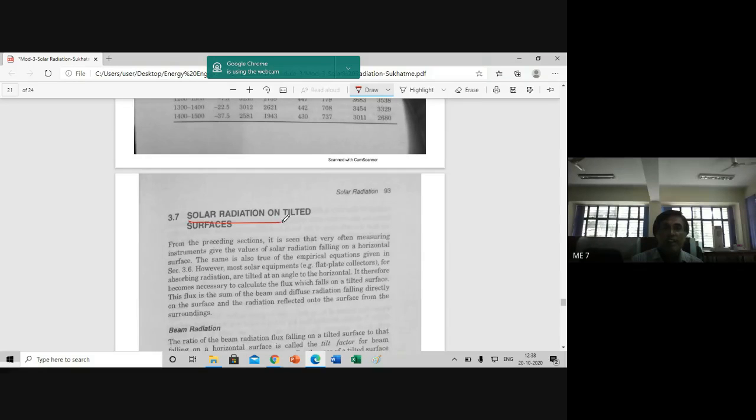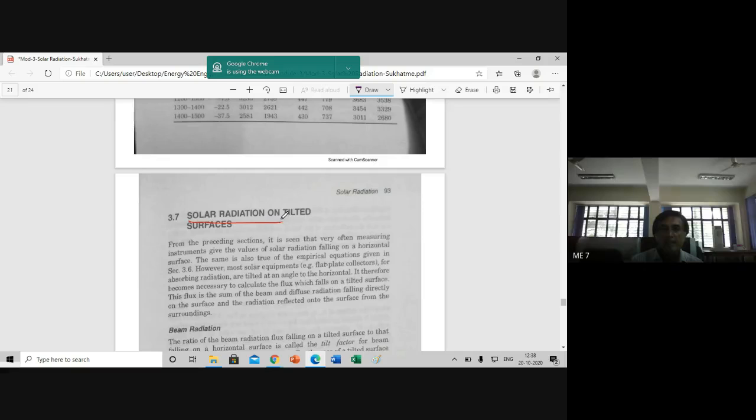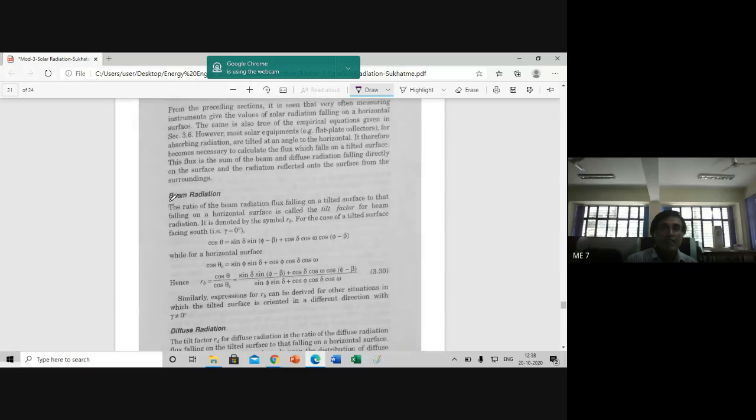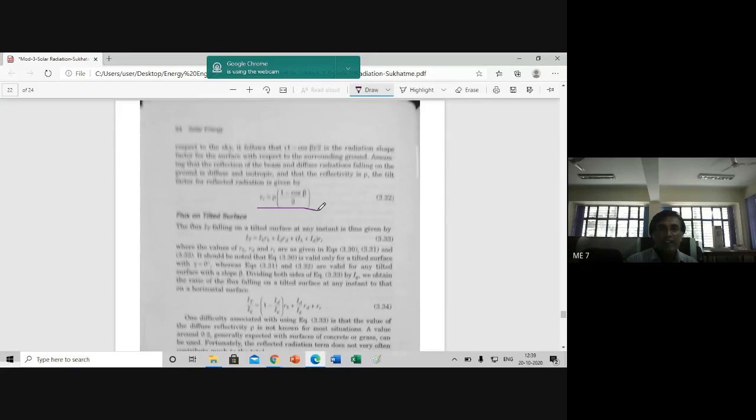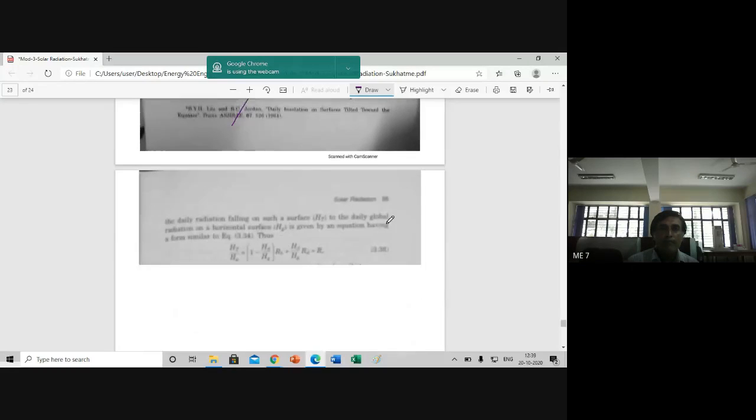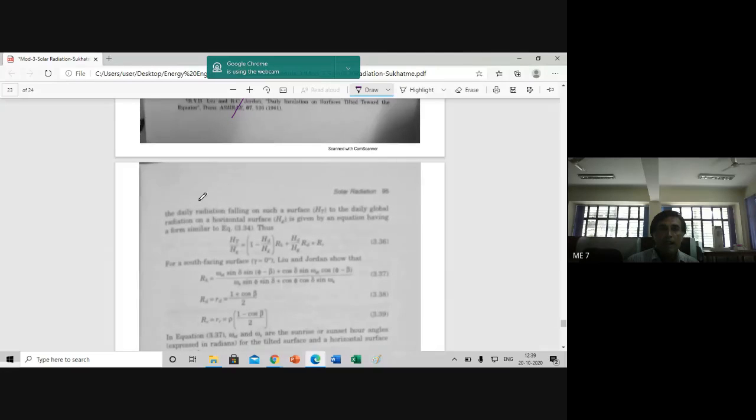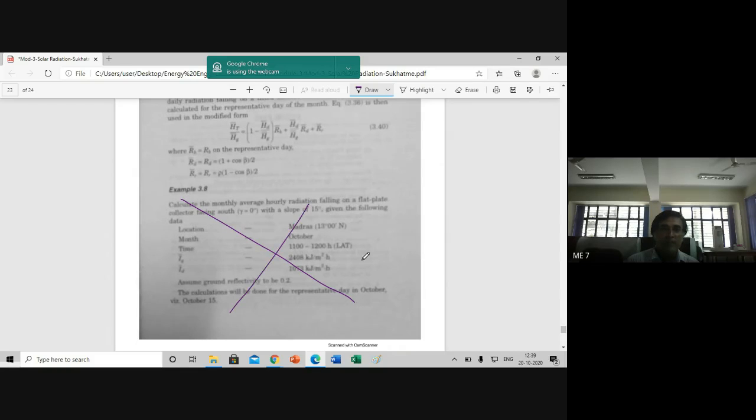Next is solar radiation on a tilted surface. So far, the equations you have seen are for a horizontal surface. Now on a tilted surface, for beam radiation, this is the equation. Diffuse radiation, you can take this equation. Reflected radiation, you can take this equation. That is all, that much is enough. Flux is not necessary. And the problem is also there, you can skip this one.